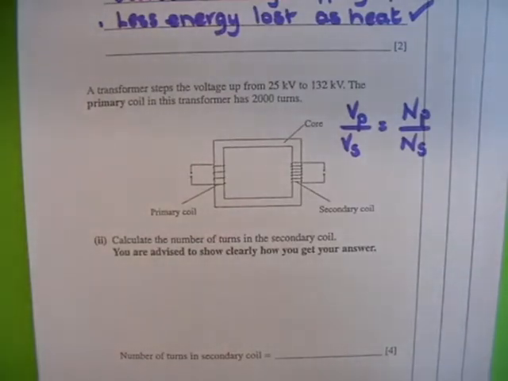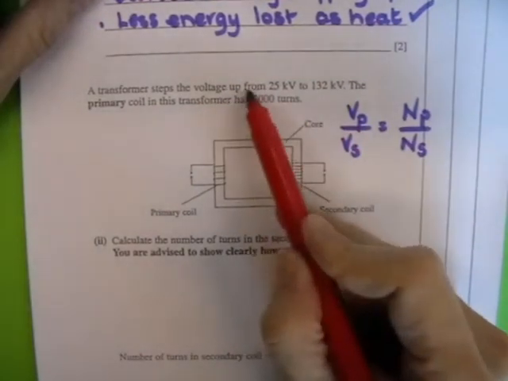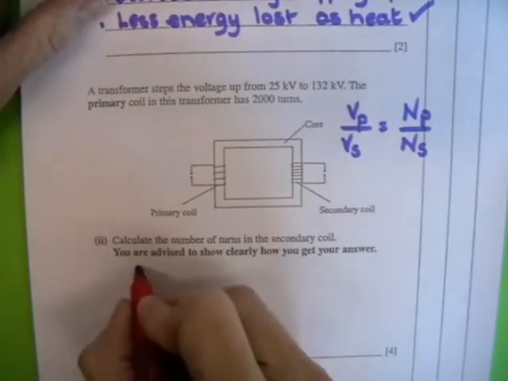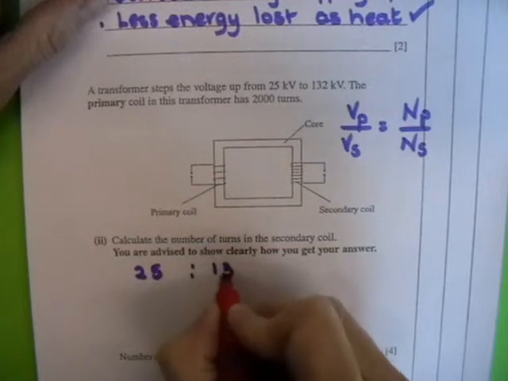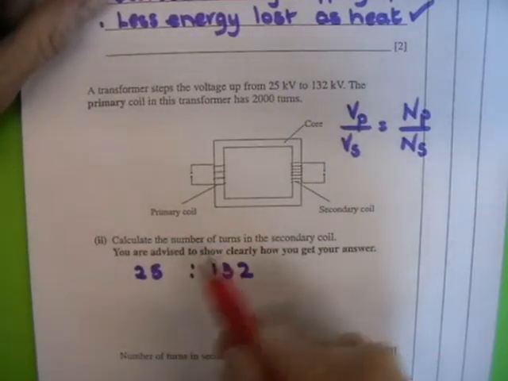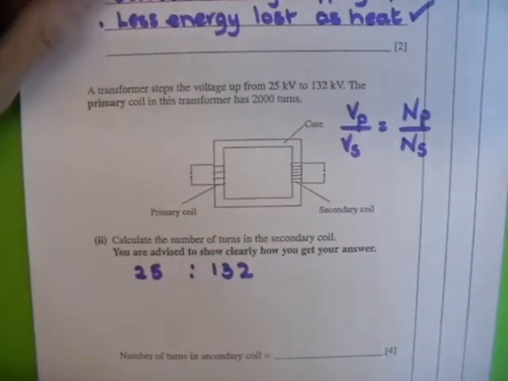Now, a lot of people will find this much easier to do as a ratio idea. So the ratio of the voltages, it's stepped up, so the primary must be the 25 and it's stepped up to the secondary, which is 132. So 25 kilovolts to 132. I don't need to write down 1,000 there because they're both in kilovolts. If you put 3 noughts here and 3 noughts here, you'd just be cancelling them anyway. So then you can see 25 to 132.